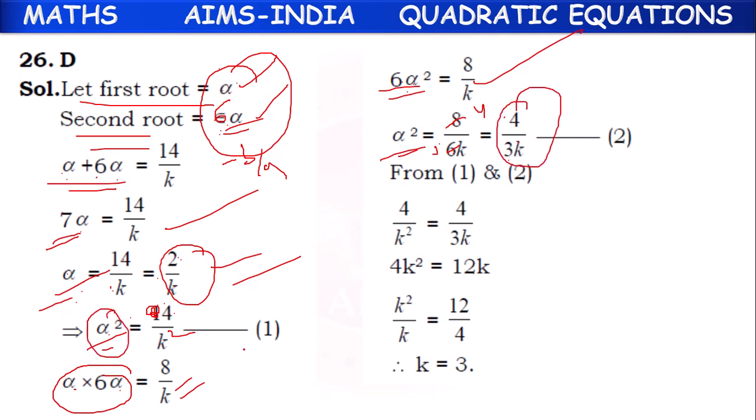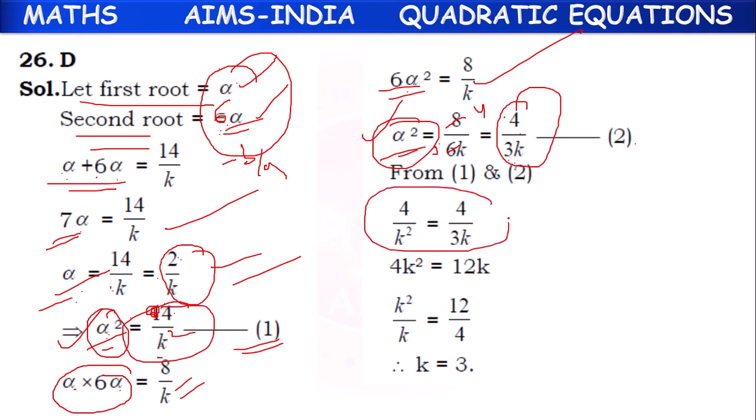But according to the first equation, alpha square equal to 4 by k square. According to the second equation, alpha square equal to 4 by 3k. In both equations, LHS is alpha square. So RHS values also will become equal. 4 by k square equal to 4 by 3k.